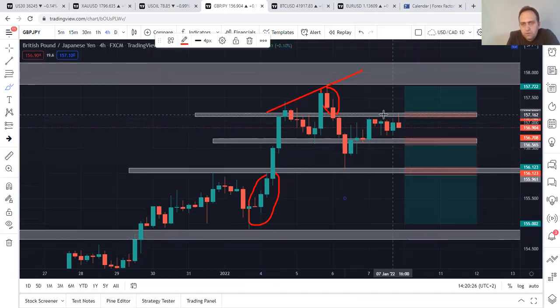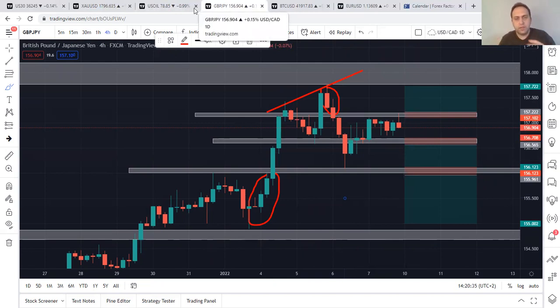We have many options for the GBP JPY. It's really nice. I think it will be a nice move for the GBP JPY, especially if it resumes its way down.